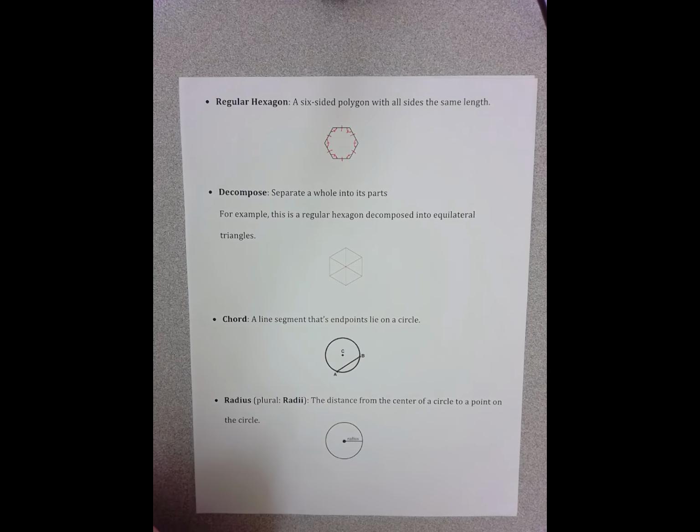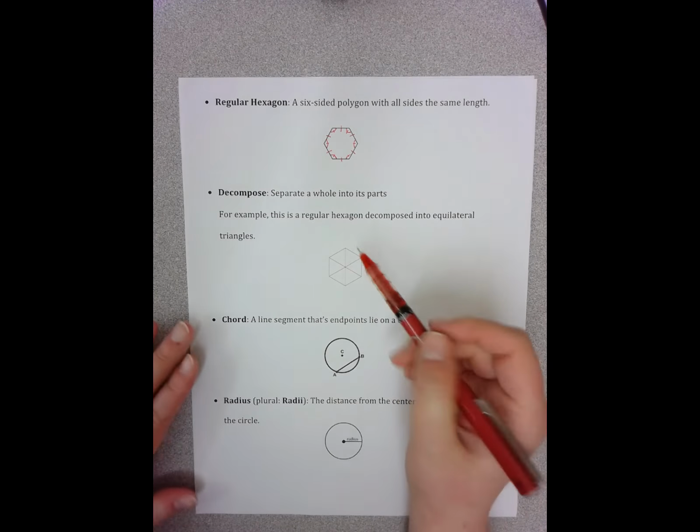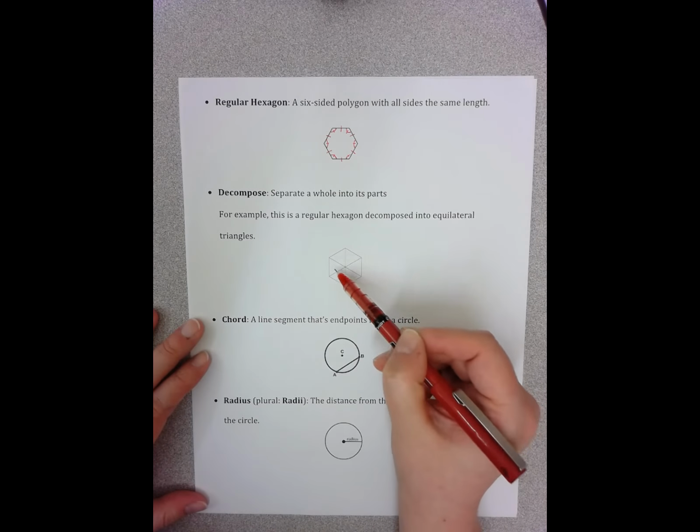Part of what you are doing in the next section, in the homework and in this section, is to decompose. Decompose means to separate a whole thing into smaller parts. So for example, we can decompose a regular hexagon into a bunch of equilateral triangles.